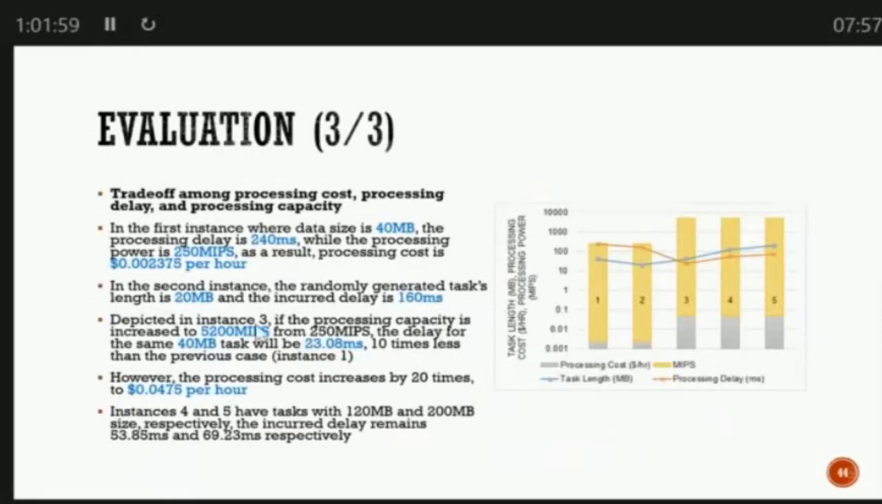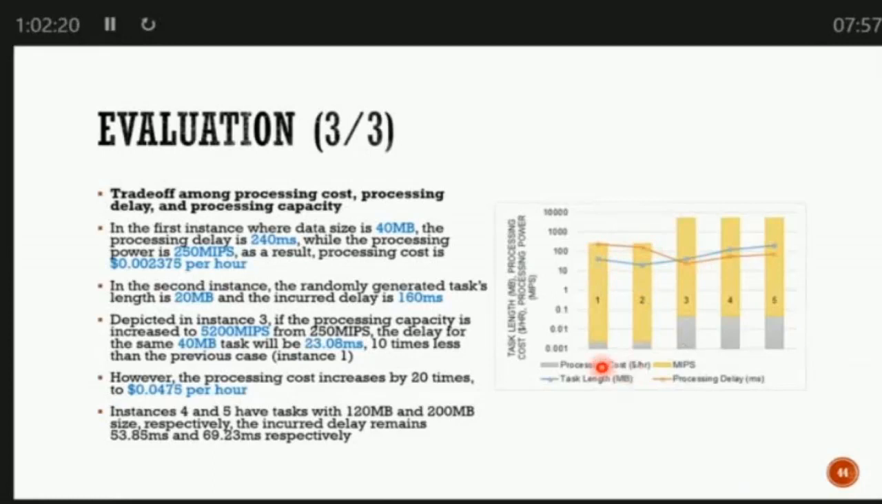And what is the other difference? The other difference is that the cost was previously 0.002375 per hour dollars. In this case, the cost has increased to 0.475, as you can see here. So this is the processing delay. The delay was here, and the delay came down to this point. This was the task length. The task length was increased here.